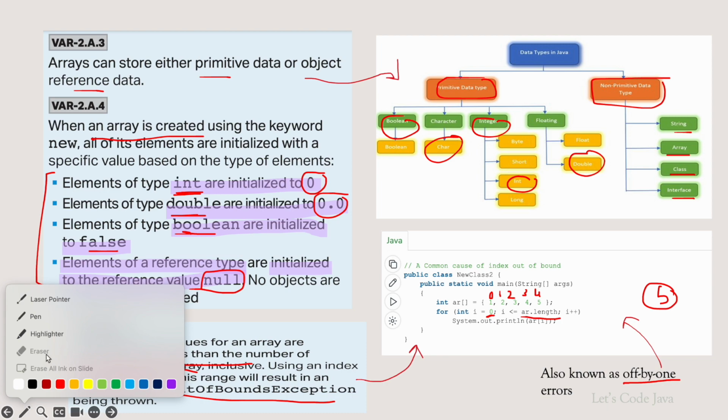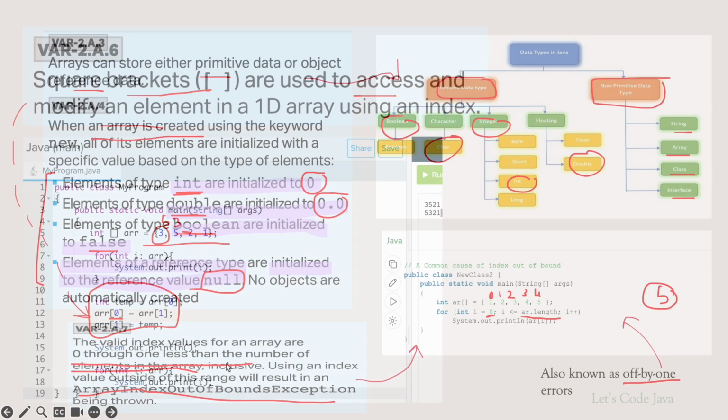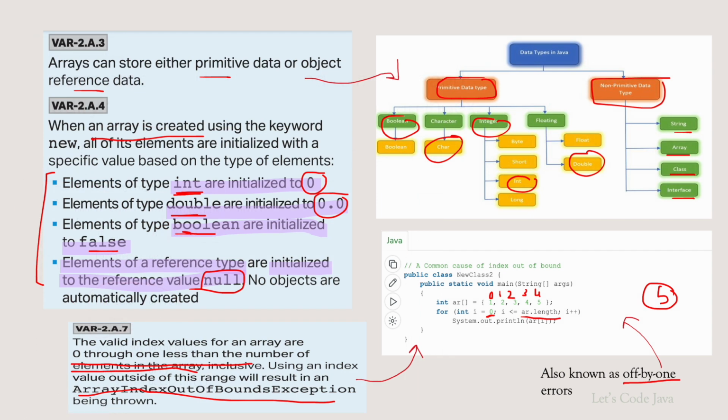And then know the array index out of bounds exception. This error comes when you use an index that is outside the range, and the range only goes from 0 through 1 less than the number of elements in the array, right? So if you try to access any index that is outside of the range 0 to array.length minus 1, you are in trouble, because that would then cause the array index out of bounds exception.